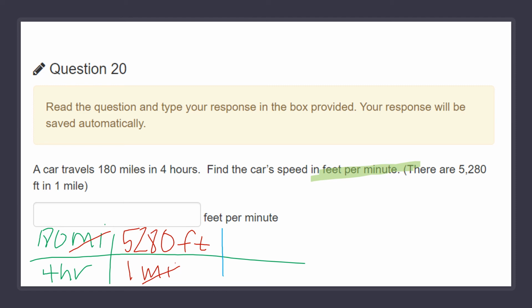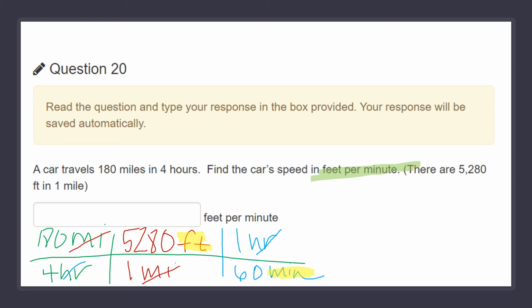Here you need to be careful because what we're trying to get rid of is hours, which is in the bottom. So I'm going to need to place the hour up top and then the 60 minutes in the bottom. When you're dealing with rates, you're going to have units both in top and bottom, and so that can be a little tricky, so you need to be extra careful. If you look at what units you have left, you have feet in the top and minutes in the bottom. That is feet per minute, so now you're ready to calculate.